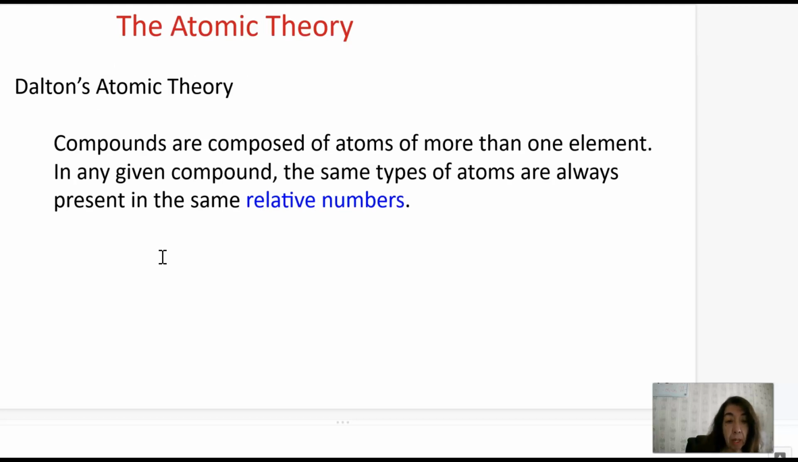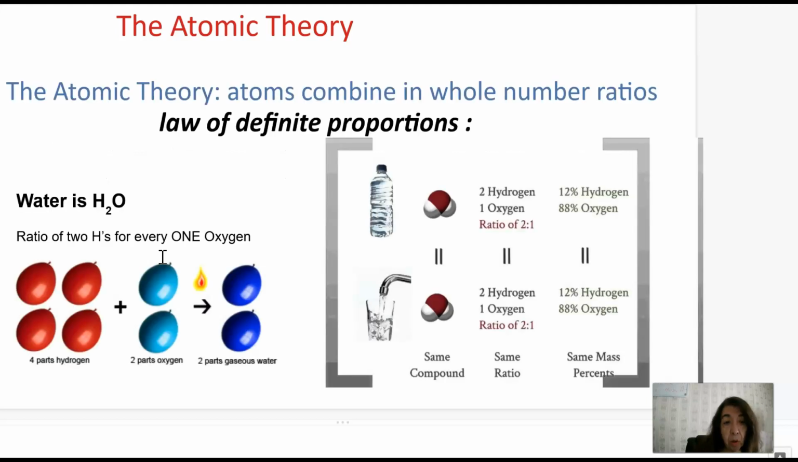So now we have all these elements. How do we make compounds? Compounds are composed of two or more elements put together. So in any given compound, the same types of atoms are always present in the same relative numbers. This is called the law of definite proportions. Thinking about something you know, water is H2O. There is always two hydrogens for every one oxygen, and you can see this in this little picture here.